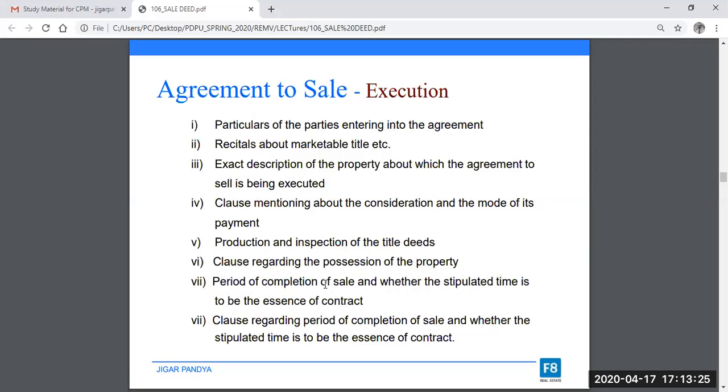So whether this agreement of sale, whether these things have to happen in 6 months, 9 months, 3 months, that has to be clearly mentioned. And if in that time anything goes wrong anywhere, what needs to be done should also be mentioned. Clause regarding the period of completion of sale and whether the secure time is essential. So these two are the same, but however, in this case, we're looking at what if something goes wrong, what happens, and that is what it's talking about.